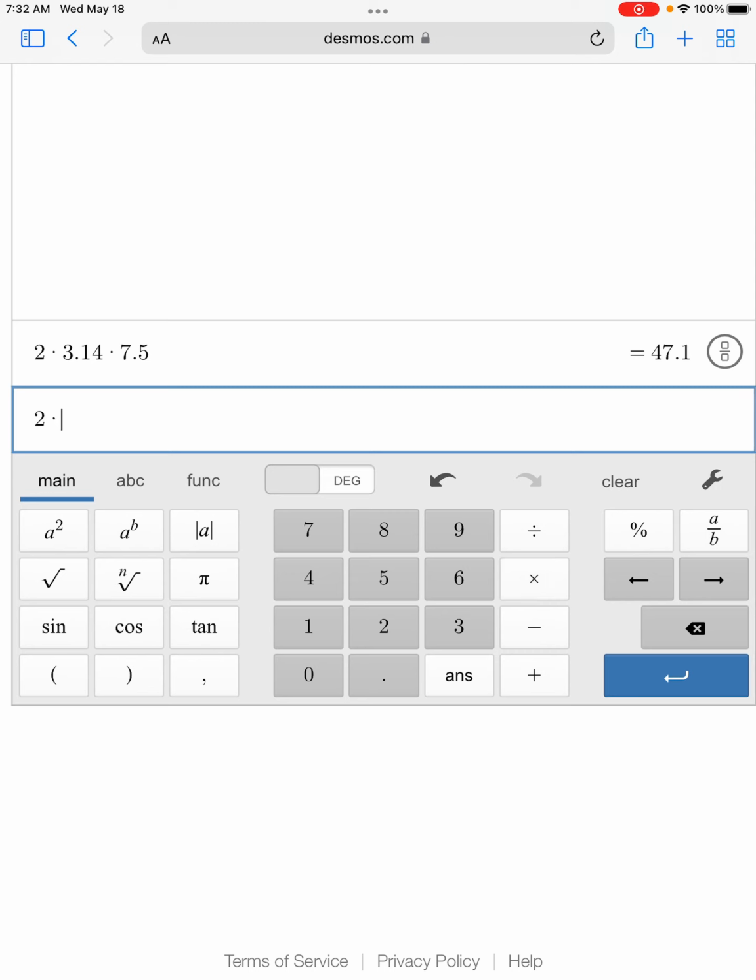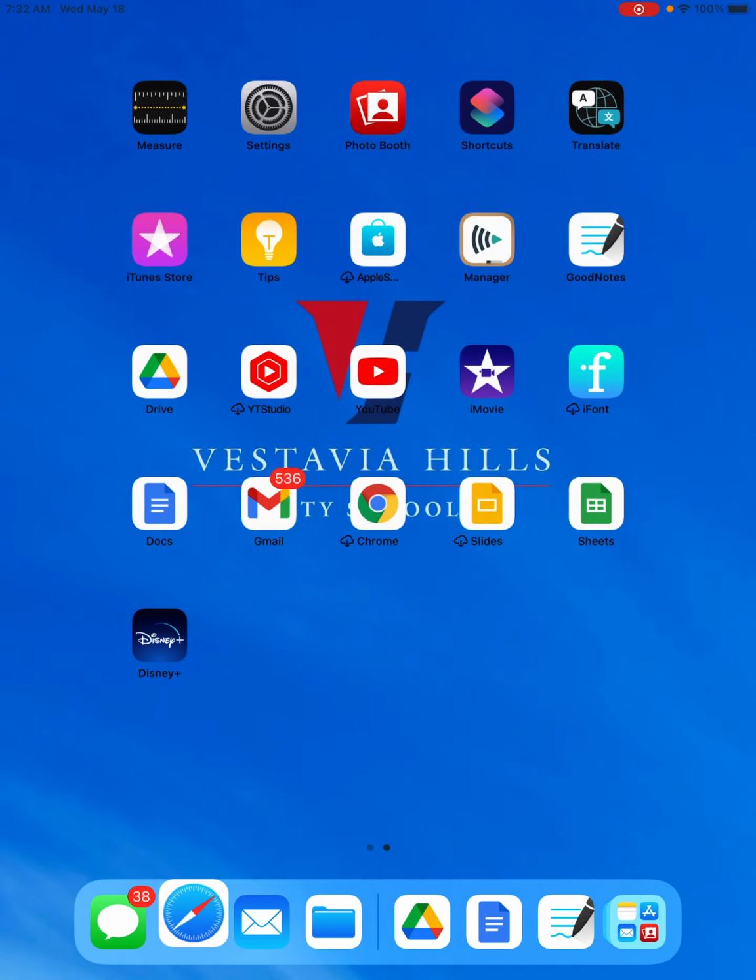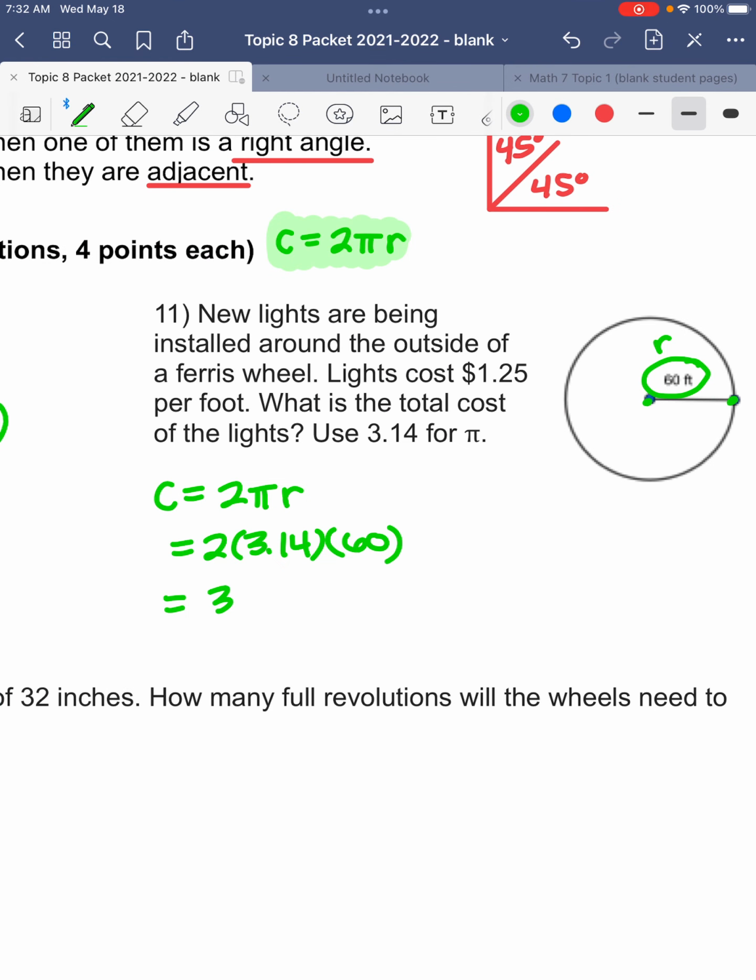So 2 times 3.14 times 60, and I get 376.8. So the circumference is 376.8 feet. Now we're not done because the question being asked to us here is what is the total cost of the lights? I don't want to know what the circumference is. That's not my answer. I want to know how much it's going to cost.